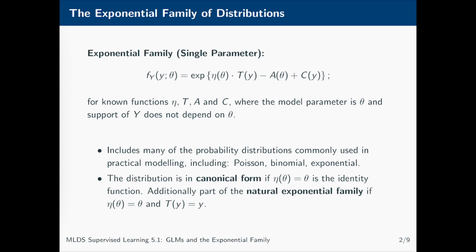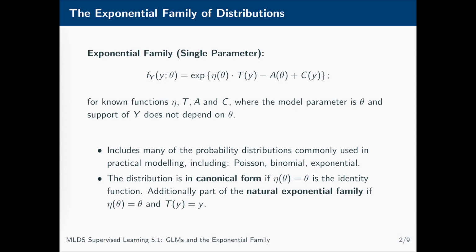Most of the probability distributions that are commonly used when modelling data are going to belong to this family of distributions. For example, the Poisson, the exponential, and the binomial distributions all belong to this family, where for the binomial we additionally require that we know the number of trials n.